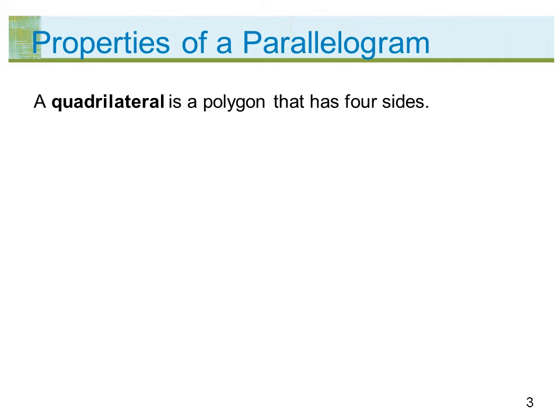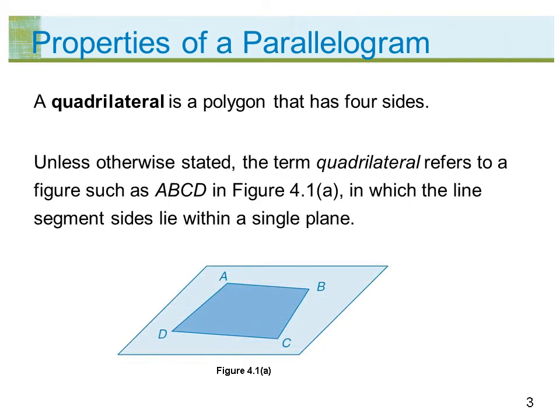A quadrilateral is a polygon that has four sides. Unless otherwise stated, the term quadrilateral refers to a figure such as ABCD in Figure 4.1a, in which the line segment sides lie within a single plane.